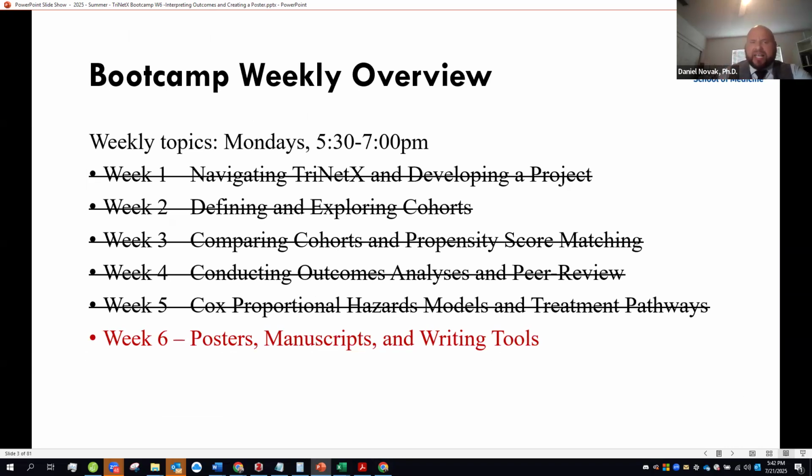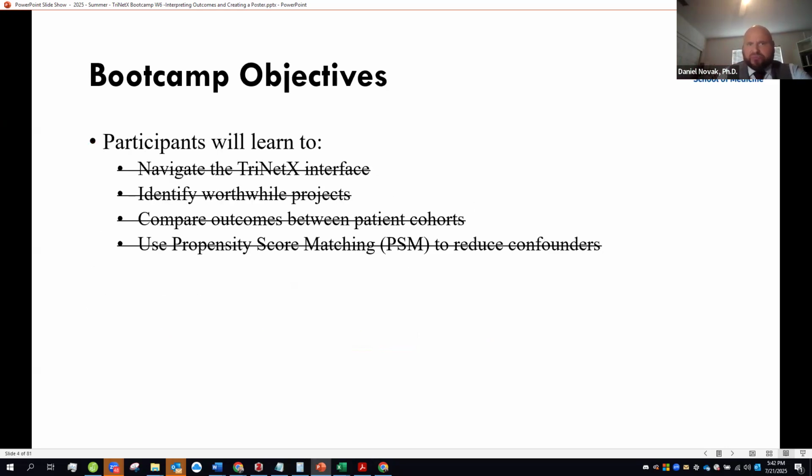This is it, the last one, and in some ways this one's not as directly in the TriNetX system. I think I've shown you all of the necessary components in the previous weeks' videos. Now we're going to talk about what you do once you've completed your project. This is where we start with week 6: posters, manuscripts, and writing tools, and thinking about how to get from your well-designed final product to an actual manuscript, poster, or research product.